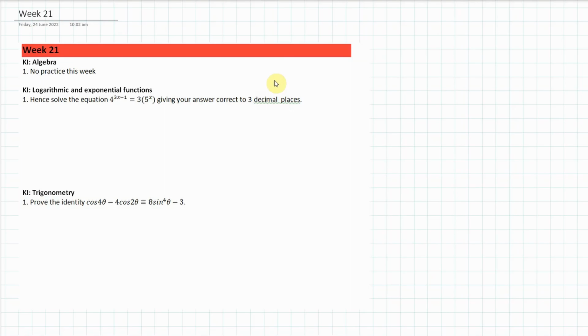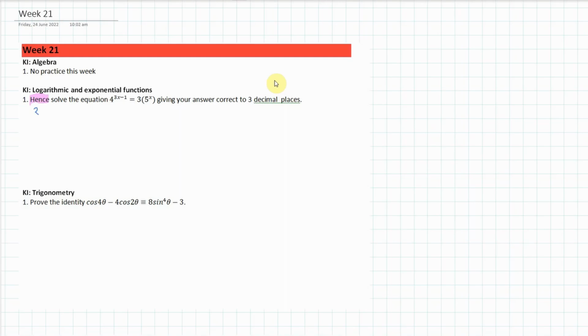First question this week is going to be a logs and exponential functions question. The word "hence" here suggests it was part of another question. What am I probably meant to do? Okay, I think I'm going to take the log of both sides, so just log base 10 of both sides.